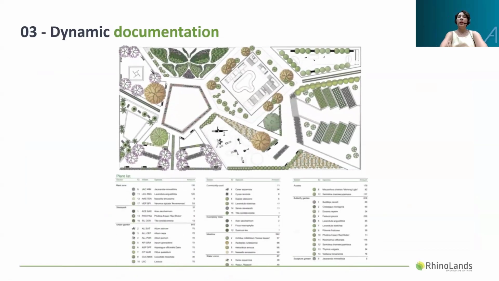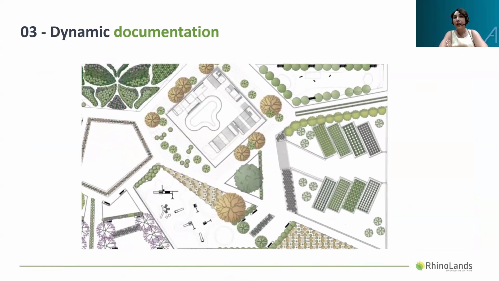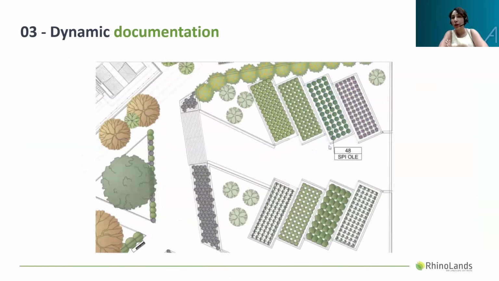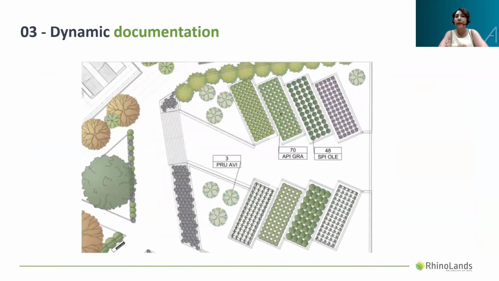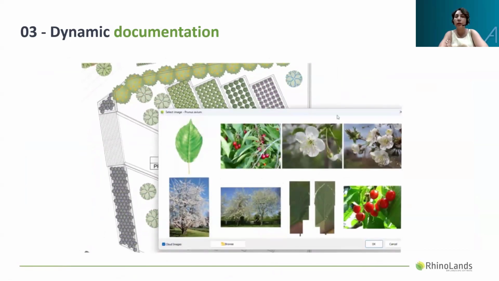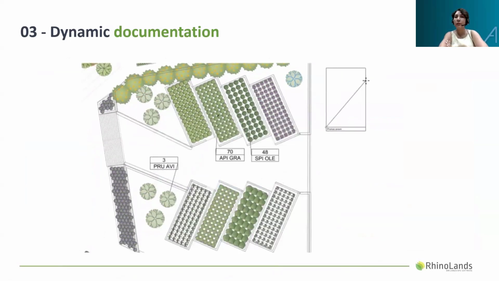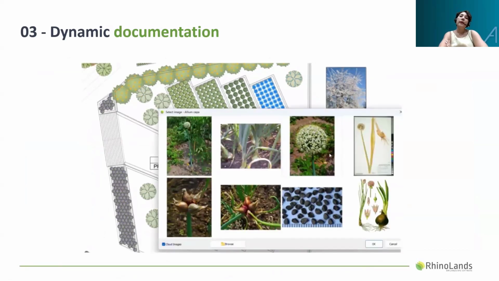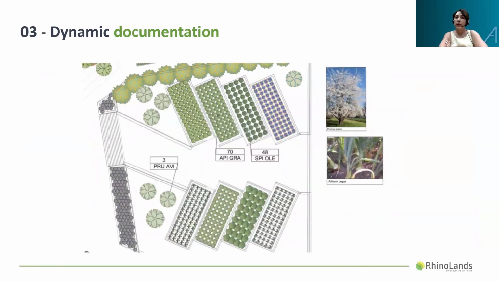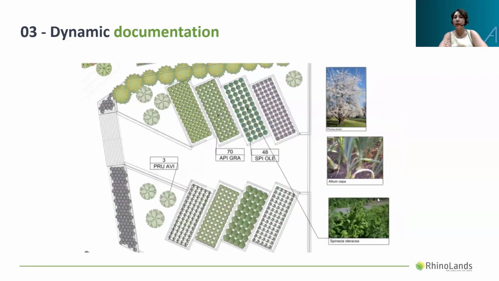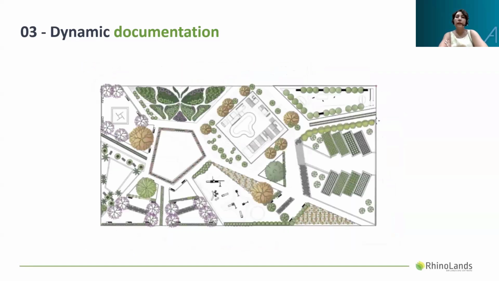Then we have dynamic documentation tools that help us add tags to the plant species and to other objects. For example, we can have the initial of the name and the quantity of each plant. We can add the image of plants by a specific command and produce different types of documentation this way. We can continue to produce different sections, different plans, and add dimension objects, elevation marks, or scale to the drawing.